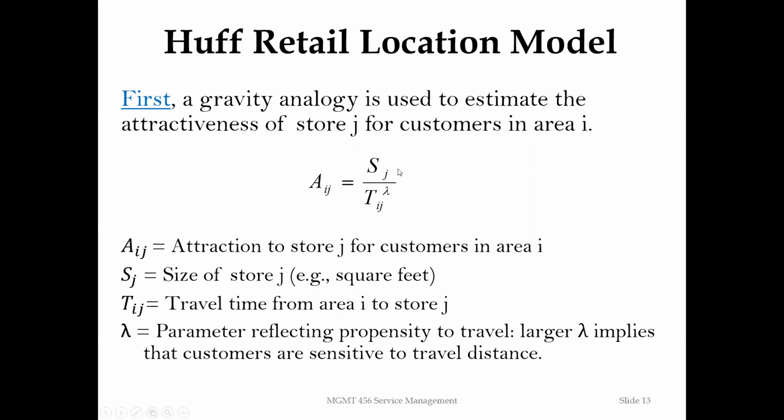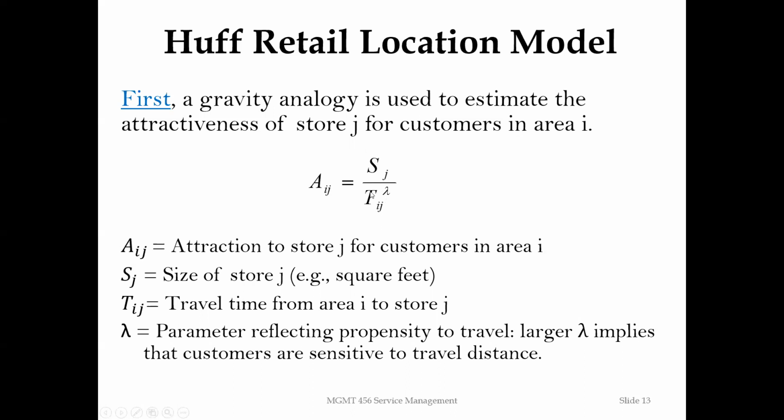In this case, we have some assumptions. This is a basic assumption for the Huff retail location model: how attractive each potential store is to customers who live in a specific area depends on 2 things. The numerator is the size of that store. If the store size is larger, that means the store is more attractive and will capture more market share. That is the first assumption. It depends on store size.